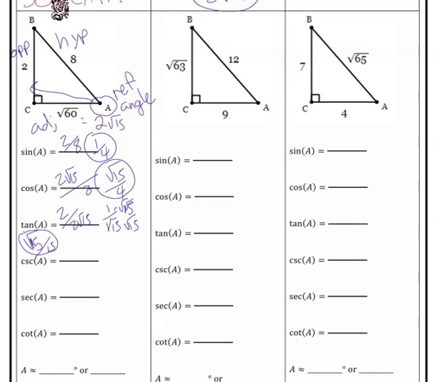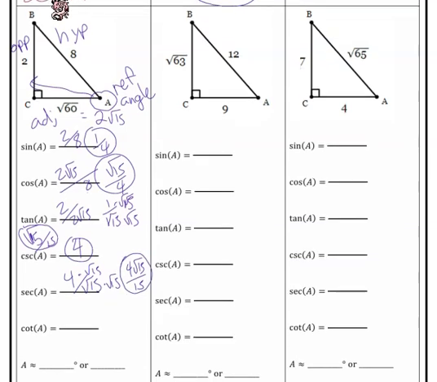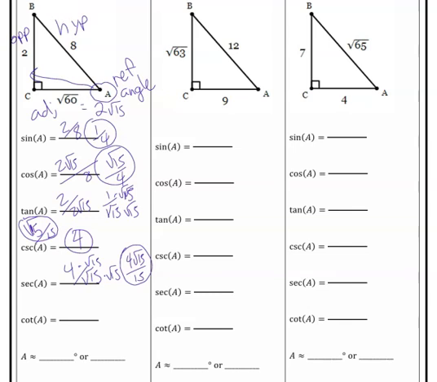Cosecant of A is the reciprocal of sine. That's 4. Secant of A is the reciprocal of cosine. 4 over square root 15. That needs to be rationalized. We have 4 square root 15 over 15. Cotangent of A is the reciprocal of tangent. So we just have square root 15. We can use this unrationalized fraction from before.